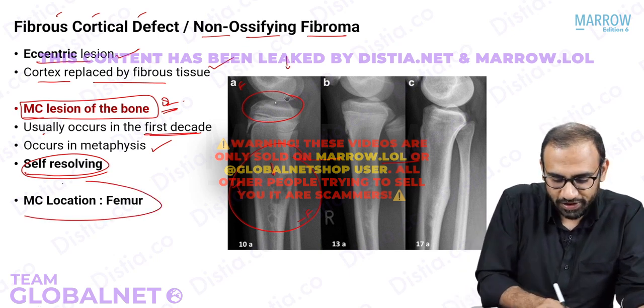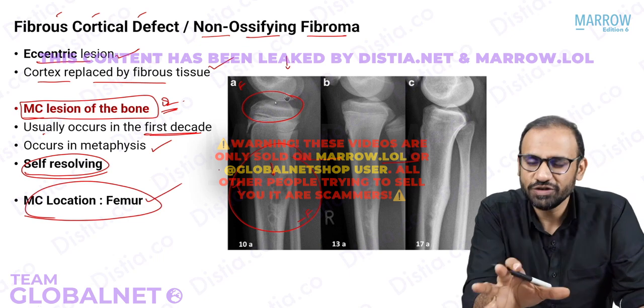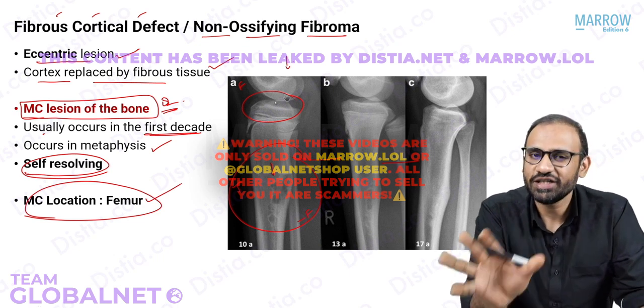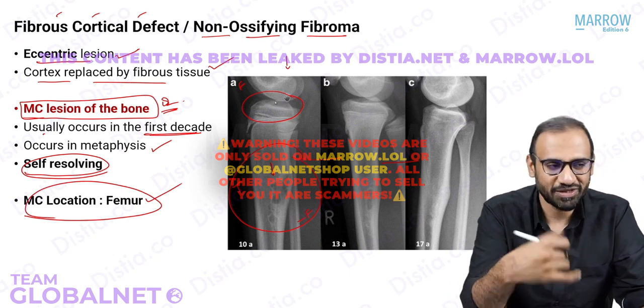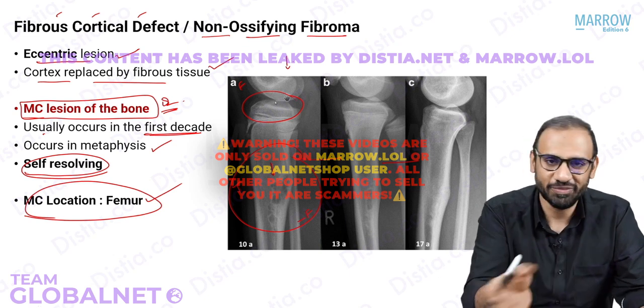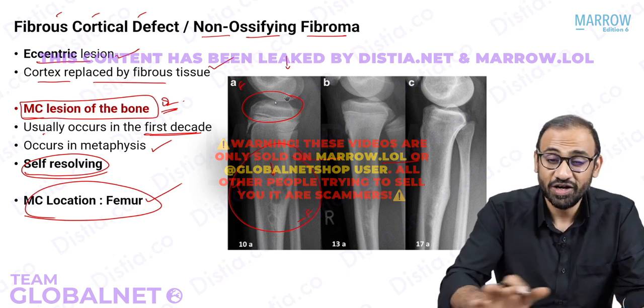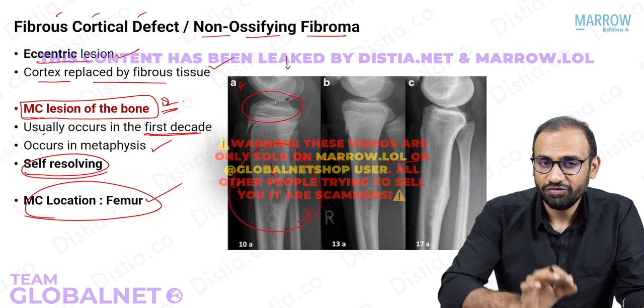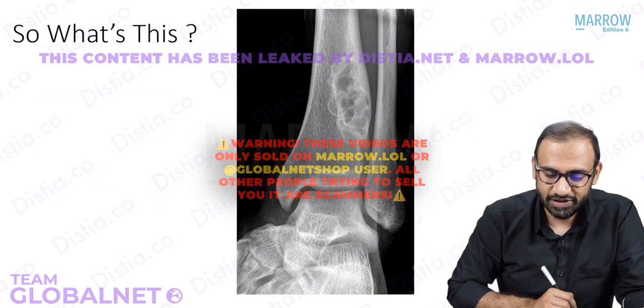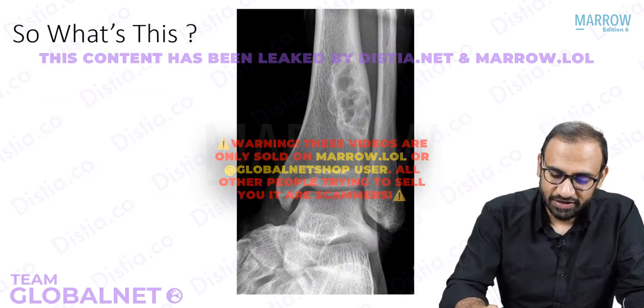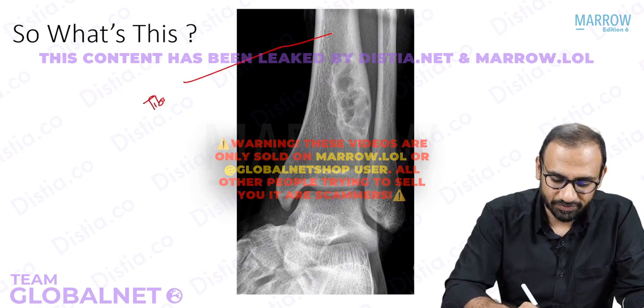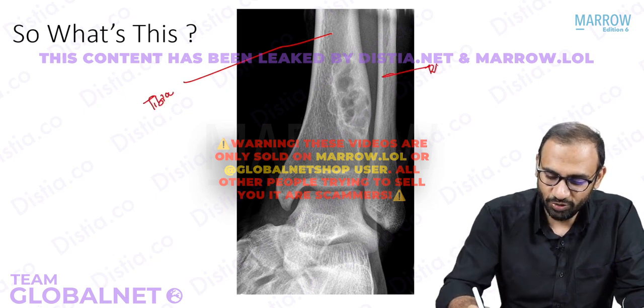What is the most common location? Femur. See, most of the tumors usually occur around the knee. So distal femur, proximal tibia, or femur and tibia, that's how it will be. So this is your non-ossifying fibroma or fibrous cortical defect. Look at this X-ray. Can you look at this and tell me what this is? This bone is tibia. Very good. This is fibula.